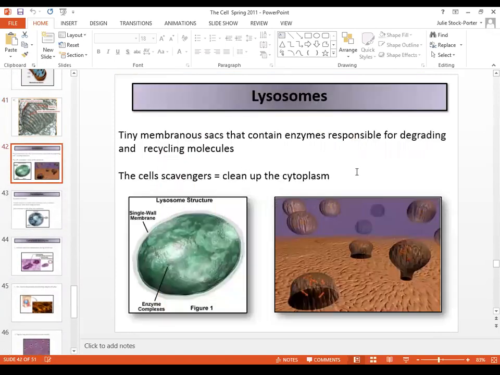Then we have our lysosomes. When you think of a factory, we have all these areas where we build and create things, and that's like the endoplasmic reticulum and the Golgi apparatus, very busy parts of the cell. And we also need to have a cleanup crew. We have to have a maintenance crew, and that's where these lysosomes come in. They're tiny membranous sacs that contain enzymes that can degrade and recycle various molecules. So there's going to be waste products. There's going to be things that we don't need in that cell. And these are the scavengers. They're the ones that are going to come clean everything up. So the lysosomes are the cleanup crew.